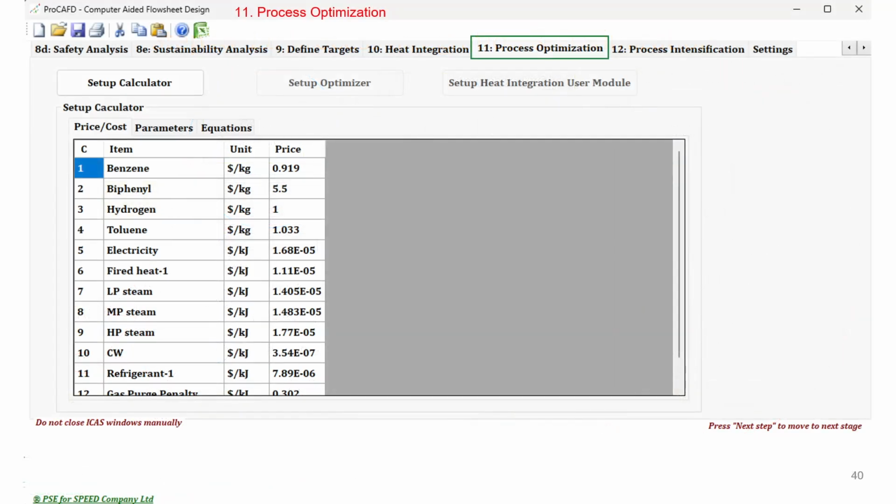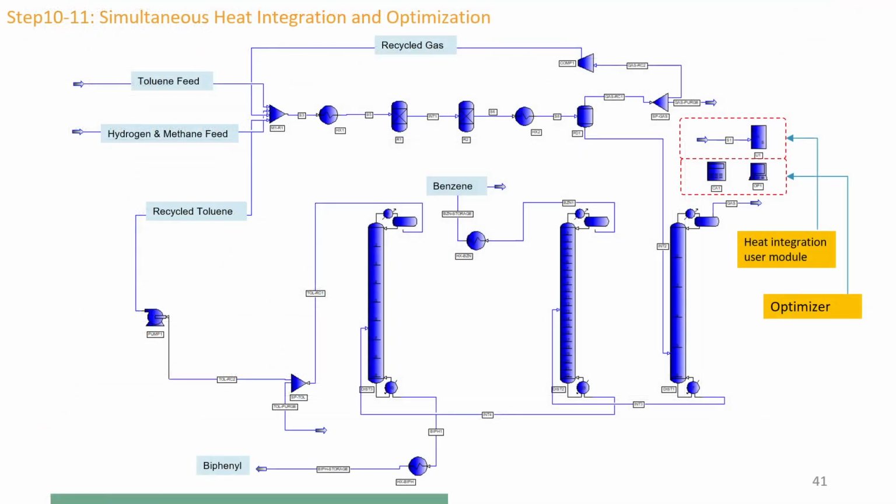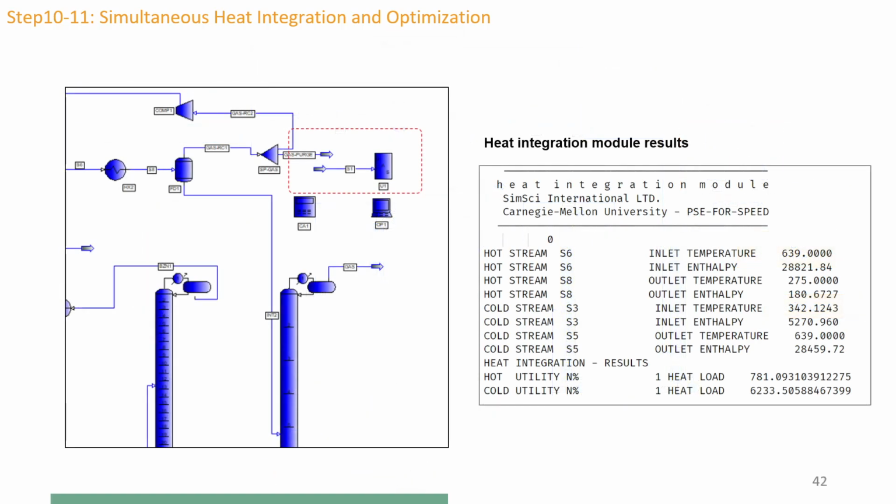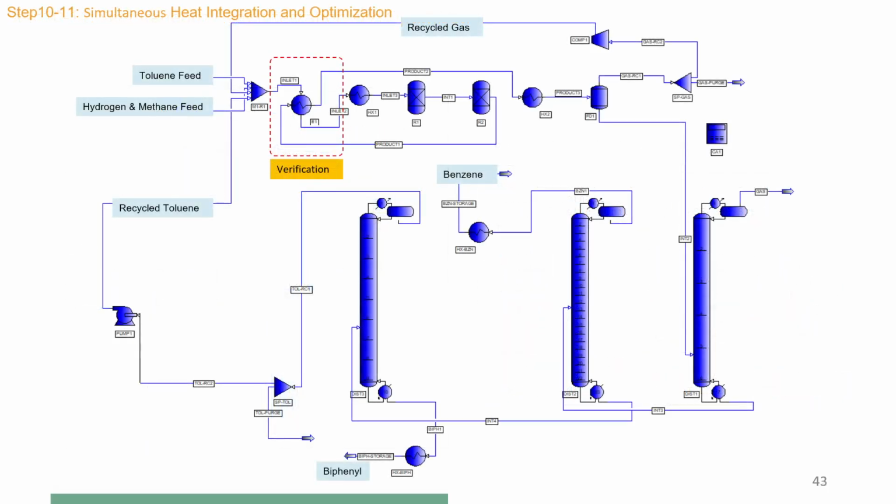Setup of the objective function calculator for process optimization is shown here. Setup of simultaneous optimization and heat integration through the PSE for Speed user module within the AVEVA Pro 2 simulation system is shown here. Results of the optimization and heat integration from the AVEVA Pro 2 simulation system is shown here. Verification of the added design changes to the process flowsheet is highlighted here.